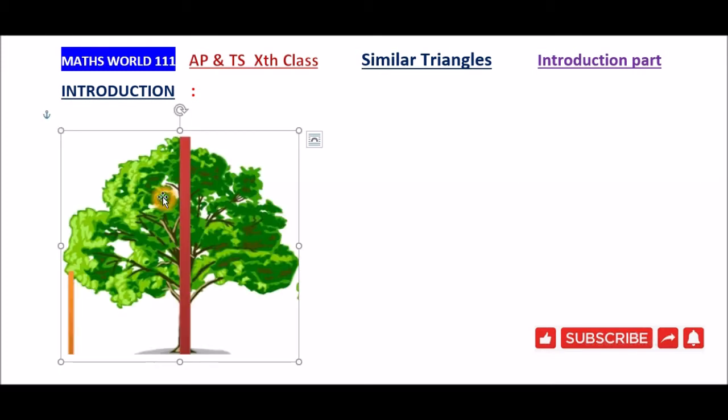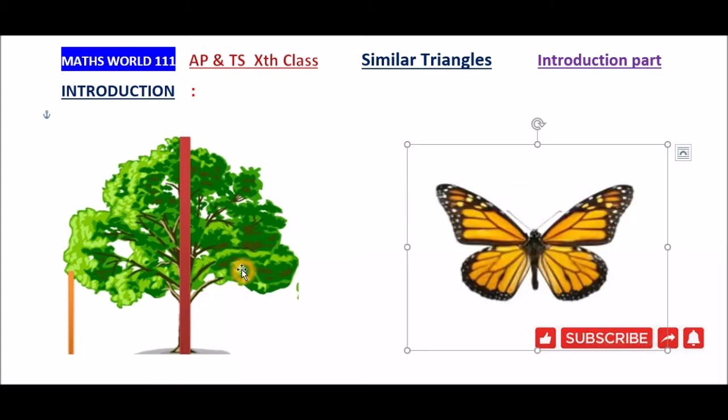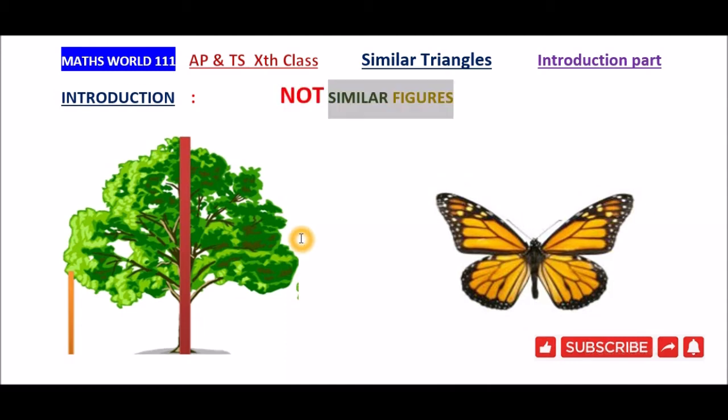See this image. What is this? This is a tree. And what is this? This is a butterfly. Are they the same to see? No, because the shape of the tree is different from the shape of a butterfly. So, they are not similar figures.